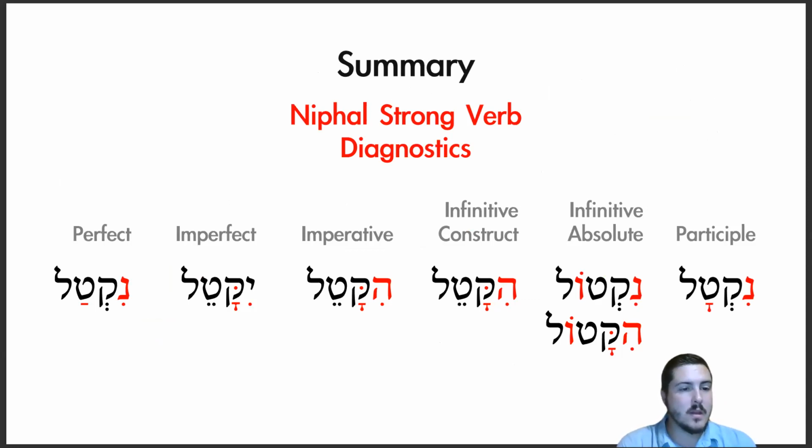Perfect, Nikatal. Imperfect, Yikatel. Imperative, Hikatel. Infinitive construct, Hikatel. Infinitive absolute, Nikatol. Participle, Nikatal. All right, you hear the ika, ika, ika. That's a telltale sign you're dealing with the Nifal also. You've got the noon, you get the assimilated noon, and then you've got the ika, ika kind of noise that goes on when you're translating Nifals. That's how you tell. Another way you can tell sometimes is context. You kind of pick it apart from the context and everything going on in the passage.